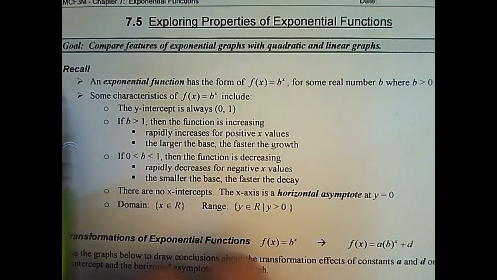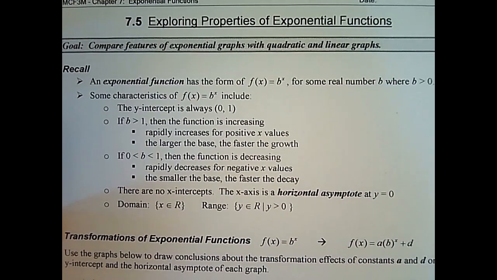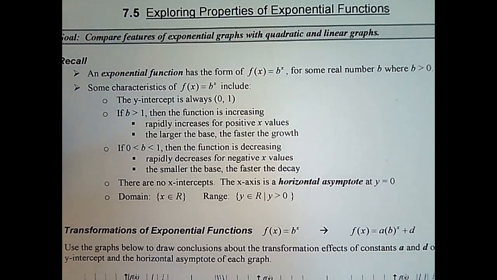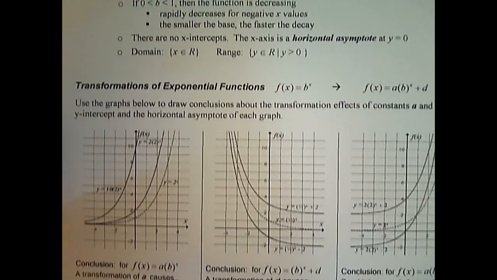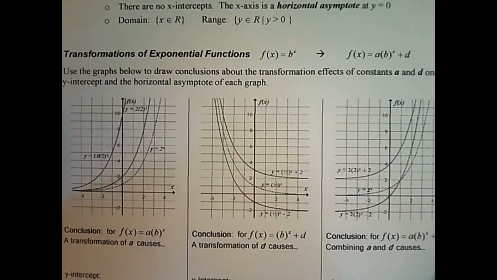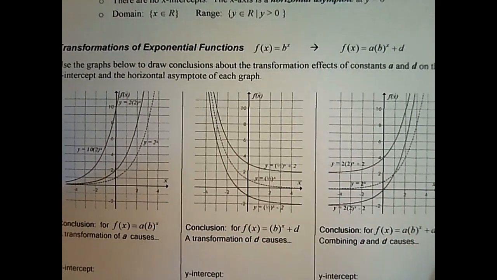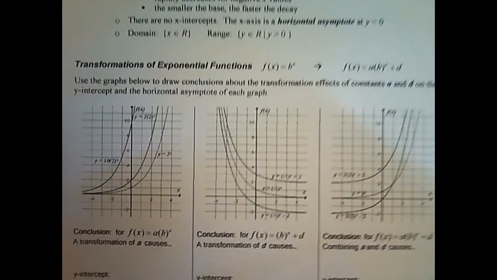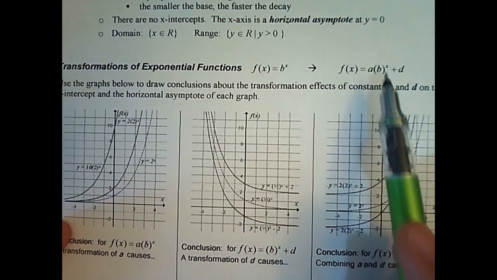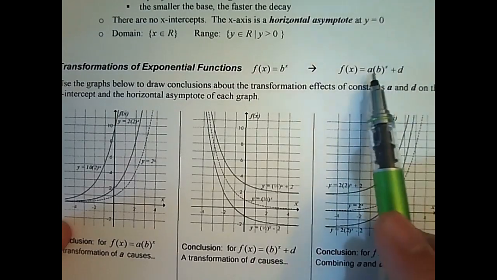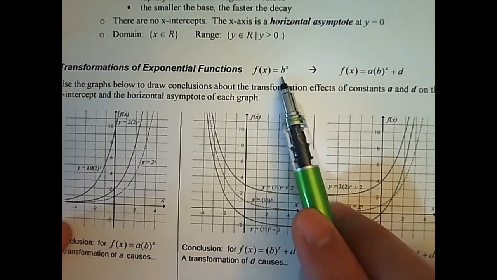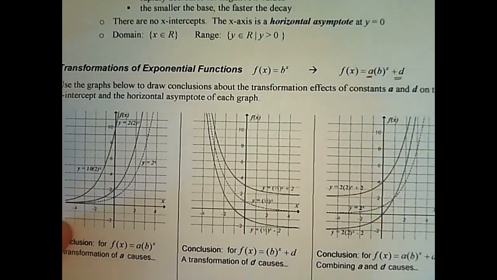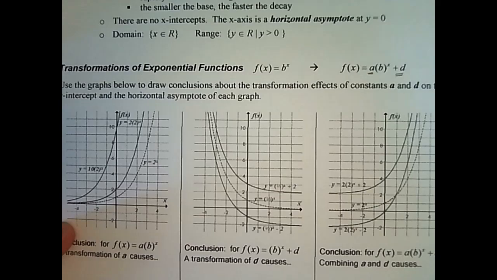So that's just me quickly reviewing what our investigation was. Now let's look at some transformations of exponential functions. We're going to use the graph below to draw conclusions about the transformation effects of constants a and d on the y-intercept and the horizontal asymptote for each graph. Sorry, I'm just zooming out here so we can look at the equation. We're going to be looking at these transformations to our exponential function. So we have an a value and we have a d value, and we're just going to be noticing the patterns that are involved with them.